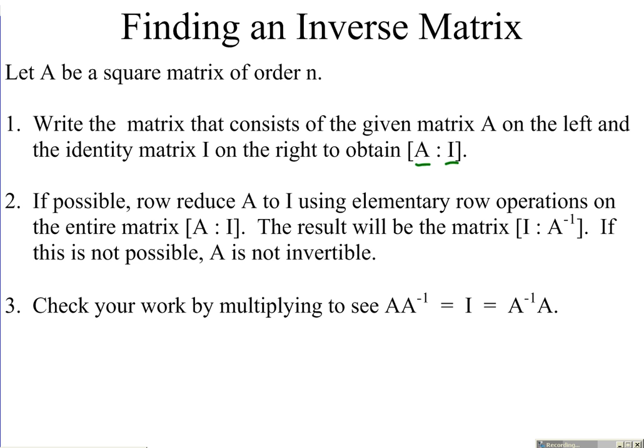Step 2. This is going to be very much similar to what we did in Gauss-Jordan elimination. If possible, row reduce A to the identity matrix using elementary row operations on the entire matrix A augmented with I. You're going to change that left side to the identity matrix, and what you are going to be left with on the right side is your inverse matrix. If it is not possible to do that, then you know that A is not invertible. You're working with a singular matrix.